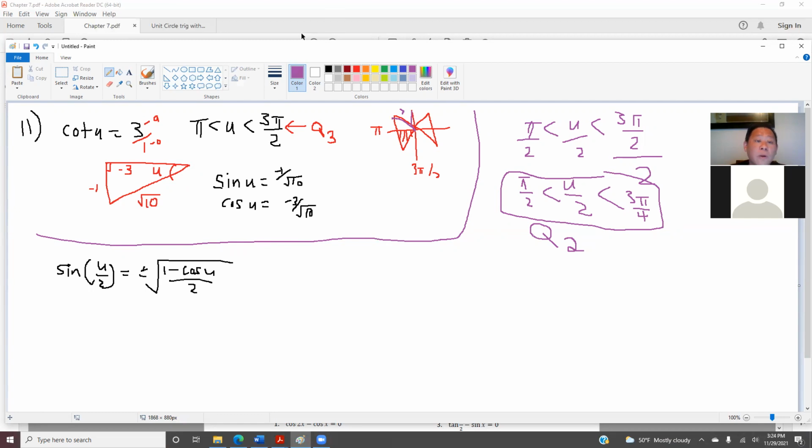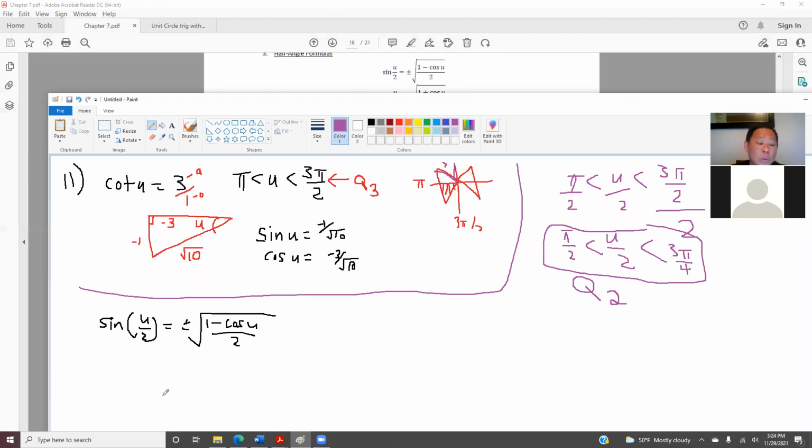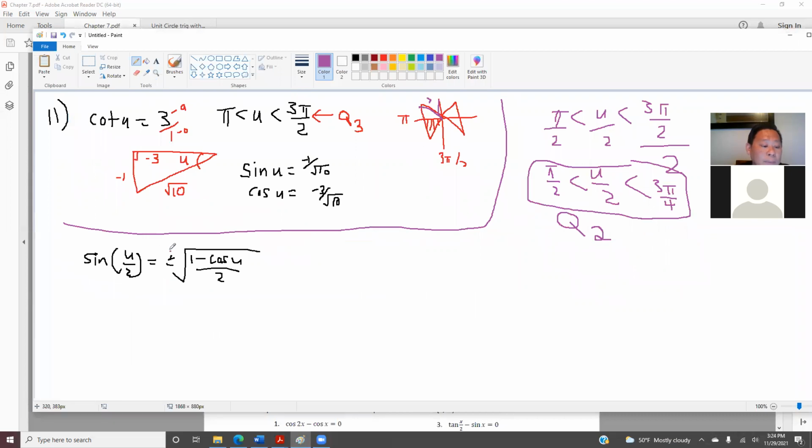So now we will find what is sine u over 2 using the half angle formula. It's plus or minus the square root of (1 minus cosine u) over 2. Now this plus or minus depends on the quadrant. So can someone tell me, in quadrant 2, is sine positive or negative? Positive. So we will still use positive.